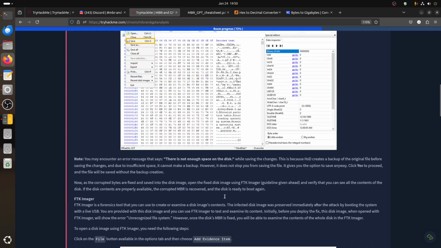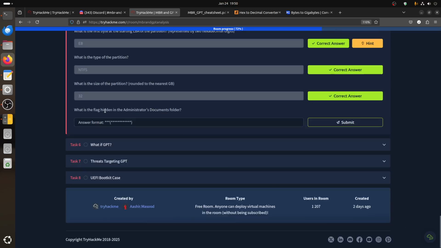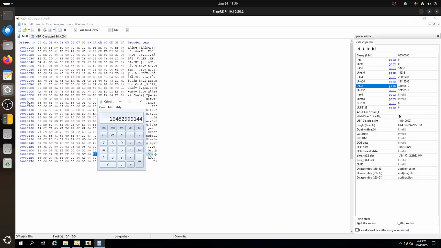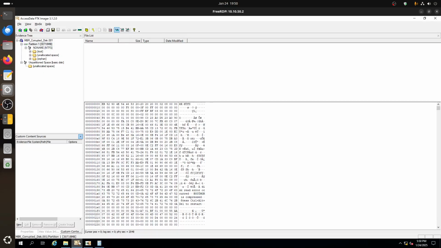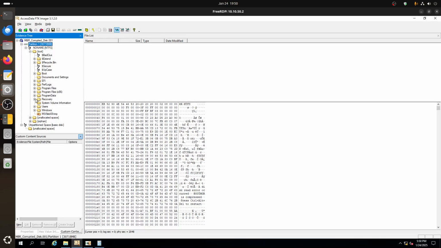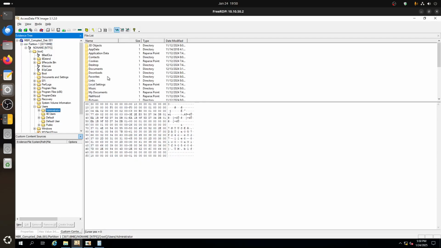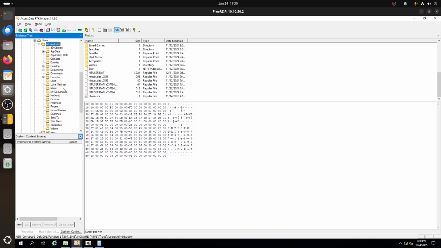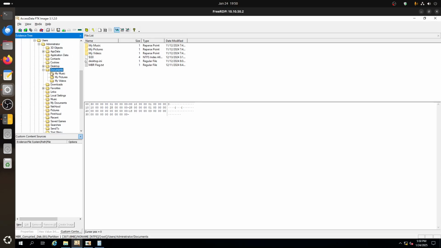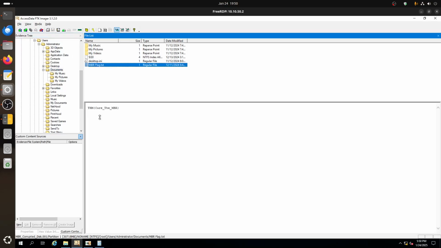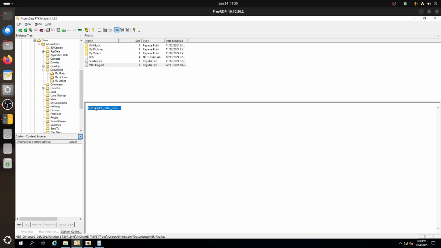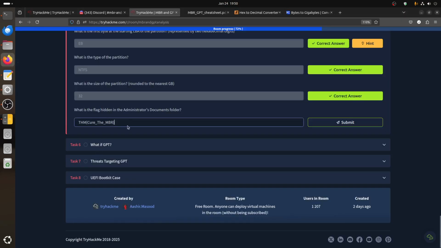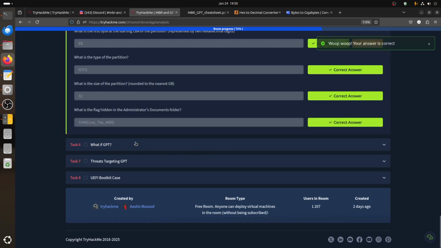Well, good. I hope you guys don't get upset. Now for the flag. Because we fixed the MBR, remember, we'll be able to open it now. So now we look for where it was. I forgot where it was. Which user? We have the administrator. Is it in documents? Oh, the MBR flag. So we can copy it straight. Control C. And we got the flag.